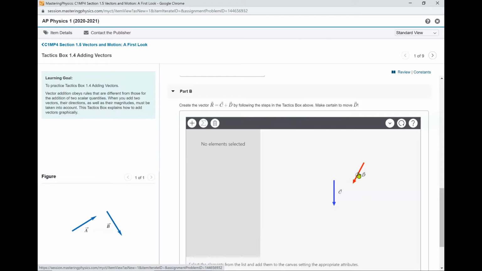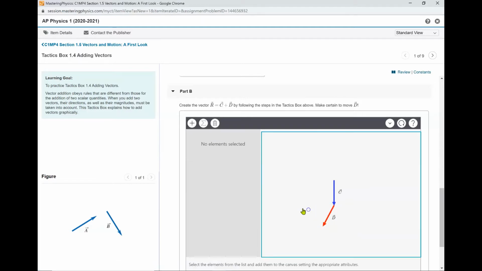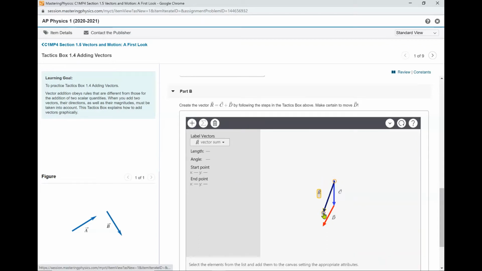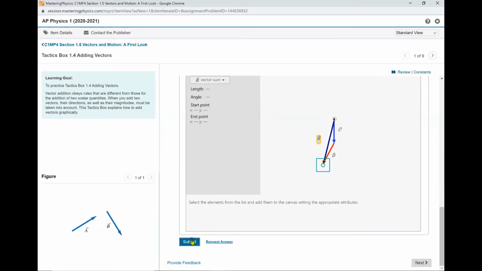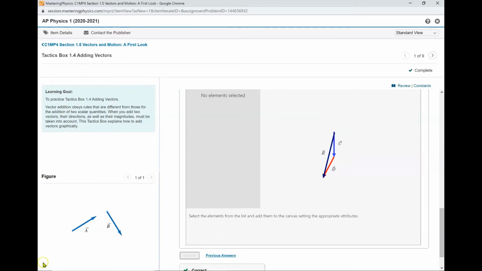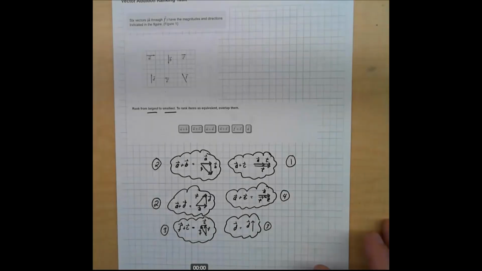And so we take D and we move it so that its tail is at the tip of C. And then to get the resultant, the vector sum, we go back to the tail of C and we draw our arrow until it touches the tip of D. And this is the vector sum of these two vectors. Let's see if I'm correct. Yay!